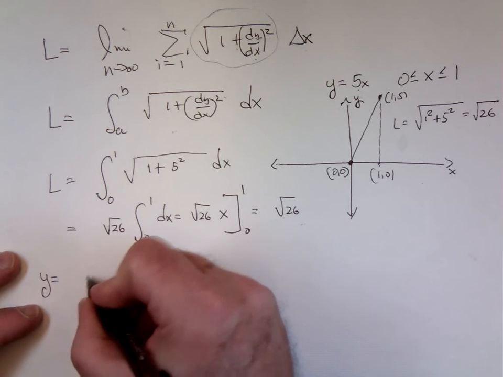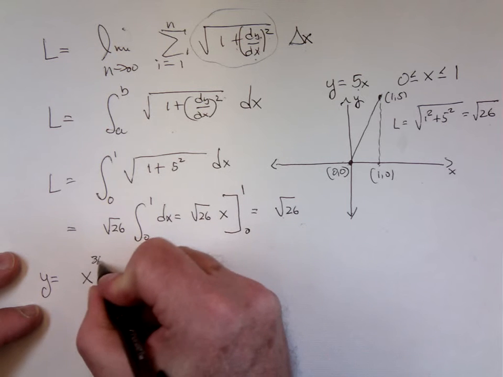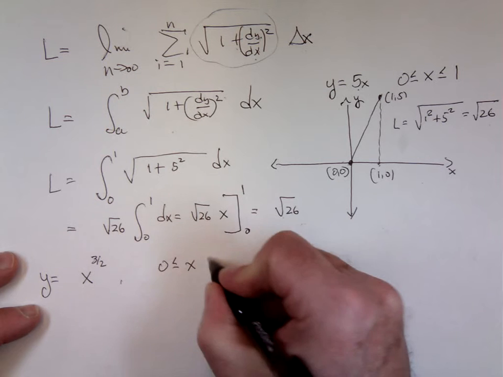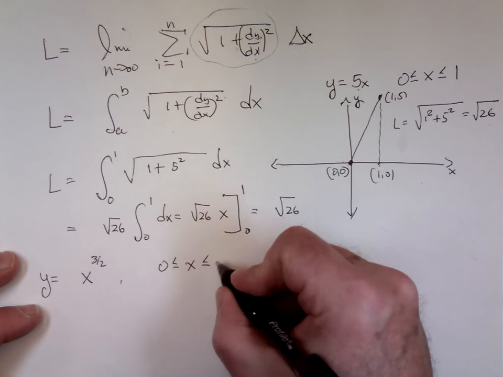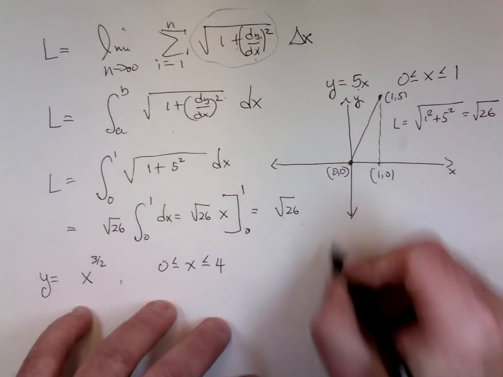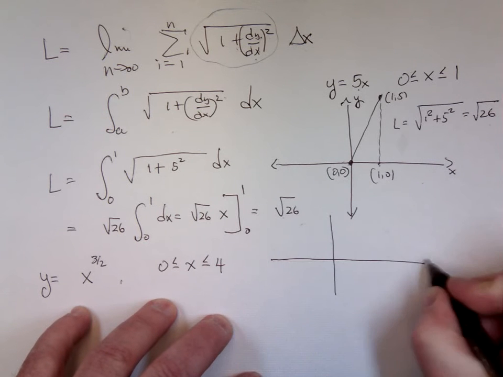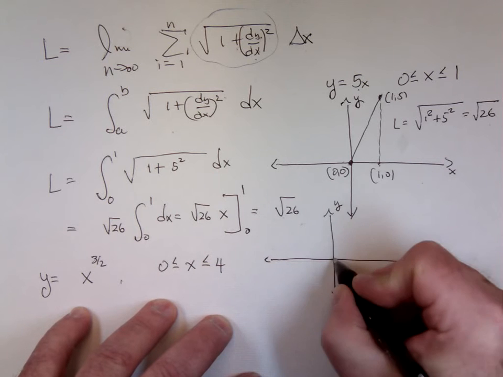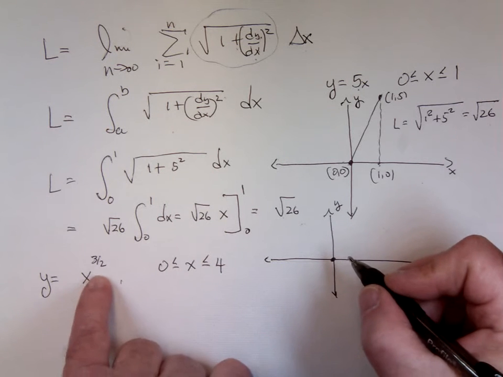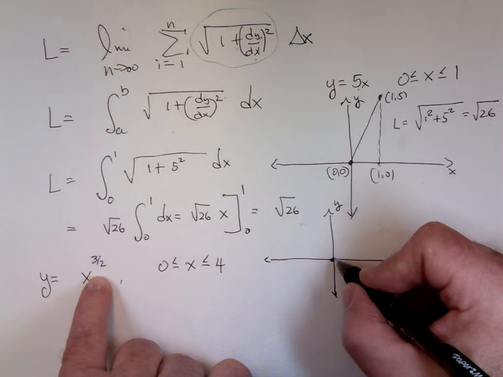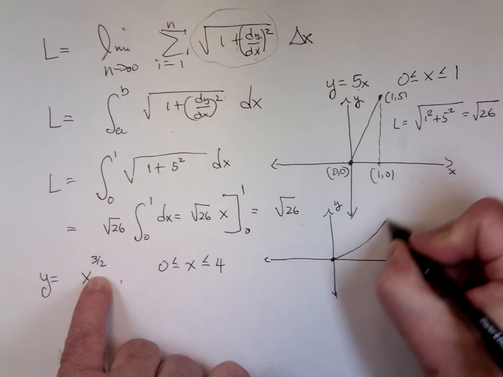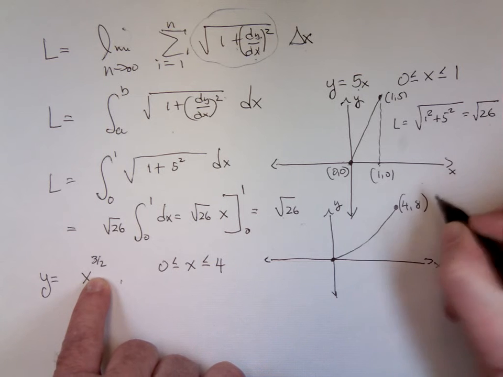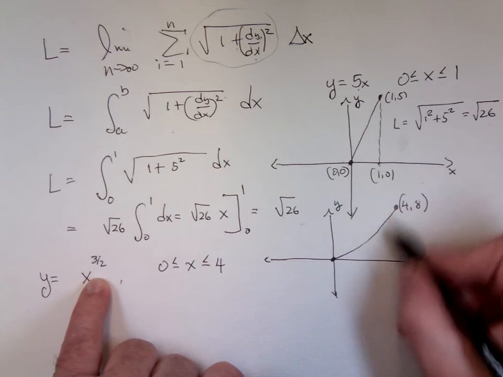Let's take x to the 3/2. Let's go from 0 to, say, 4. Here's what we got. At 0, we have 0. At 4, we have 8. So it looks like something like this. It goes up like this. And we want to find the length of this curve over this interval.